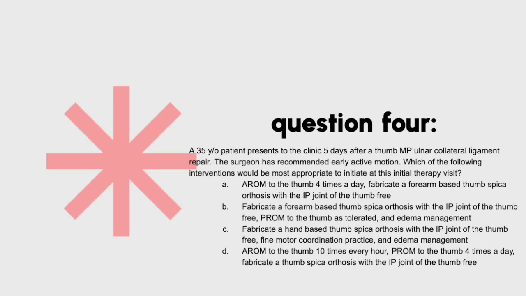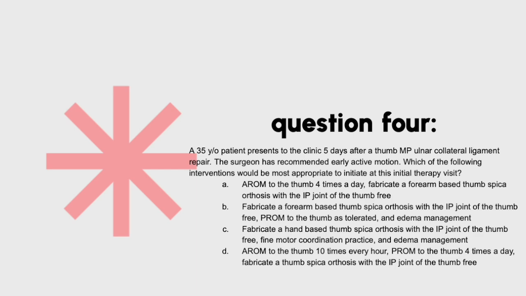Question 4. A 35-year-old patient presents to the clinic 5 days after a thumb MP ulnar collateral ligament repair. The surgeon has recommended early active motion. Which of the following interventions would be most appropriate to initiate at this initial therapy visit?